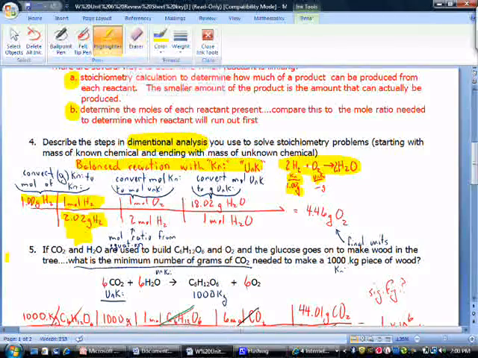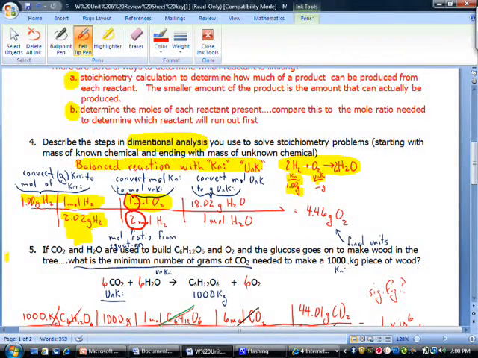the next step is to convert to moles of the unknown. You'll see that moles of unknown was oxygen. And we see that this mole ratio of 1 mole of oxygen to 2 moles of hydrogen, that comes from right here in our balanced chemical equation, the coefficients here in the balanced chemical equation.